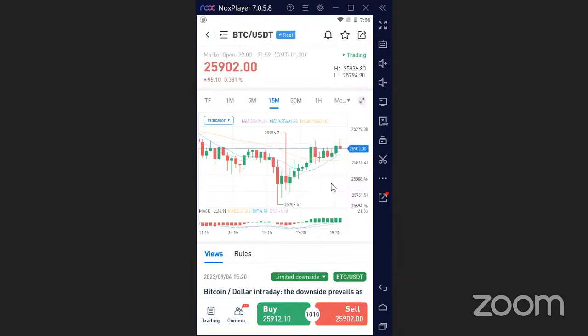Like I said, we have two pending orders: the buy limit and the sell limit. If you are selling on the pending order, you want to set a sell limit. If you want to buy on the pending order, you want to set a buy limit. I hope you understand now.